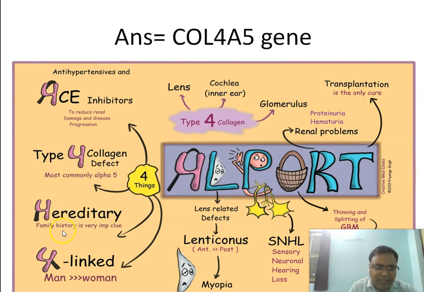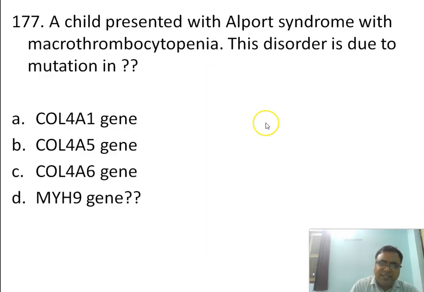Other features, this is hereditary, this is X-linked, ACE inhibitors are mostly effective. You are getting lens related defects like lenticonus, anterior lenticonus more common than posterior. You are getting sensorineural hearing loss. You are getting thinning and splitting of the glomerular basement membrane leading to basket weave appearance. You are getting renal problems, glomerulus and cochlear inner ear defect. Problem mostly is your type 4 collagen alpha 5 gene, and transplantation is the only cure. So here the answer is, just remember, collagen 4A5 gene, collagen 4 alpha 5 gene.